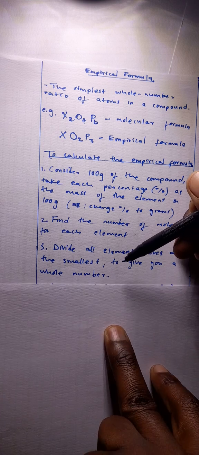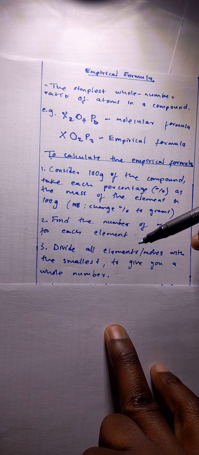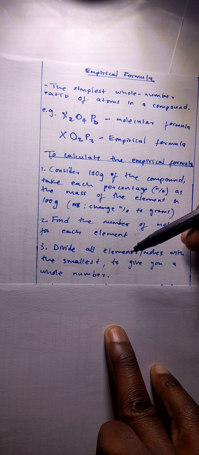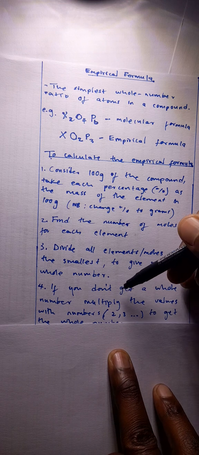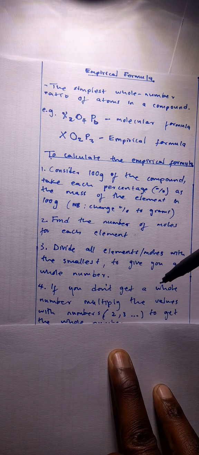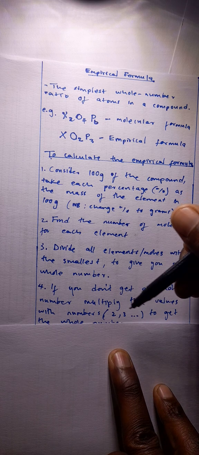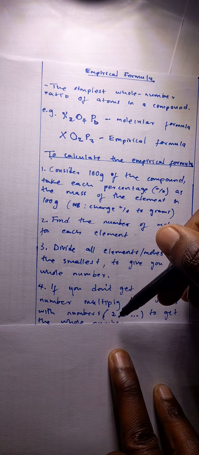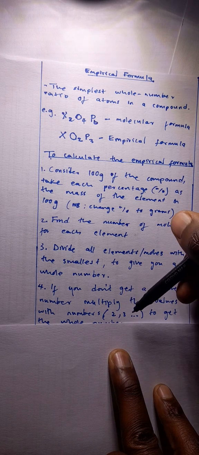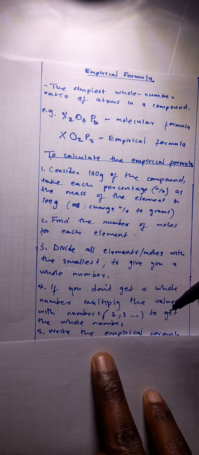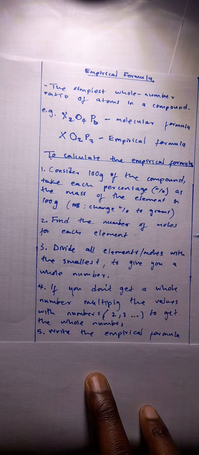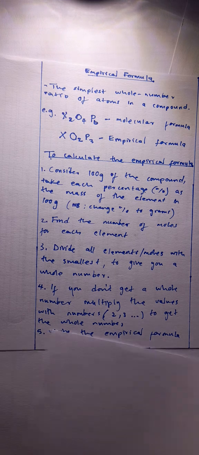Sometimes it happens that you don't get a whole number. What do you do in that case? If you don't get a whole number, you multiply the values that you got. Maybe you got 5.3 or 5.7, 5.8. It's still not a whole number. When you multiply by 2, if it doesn't give you a whole number, you multiply by 3 and so forth until you get the whole number. And then write the empirical formula. I want us to do this together.